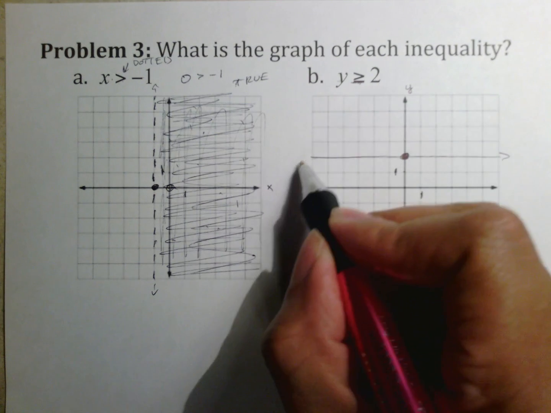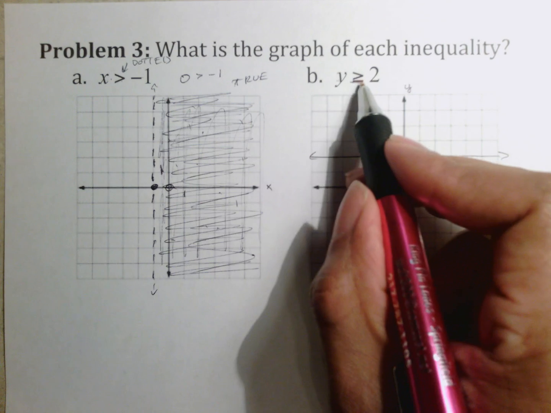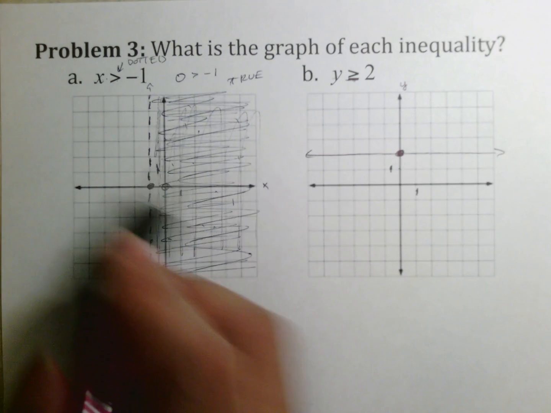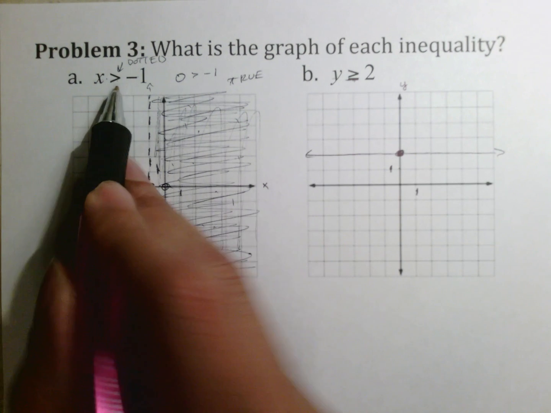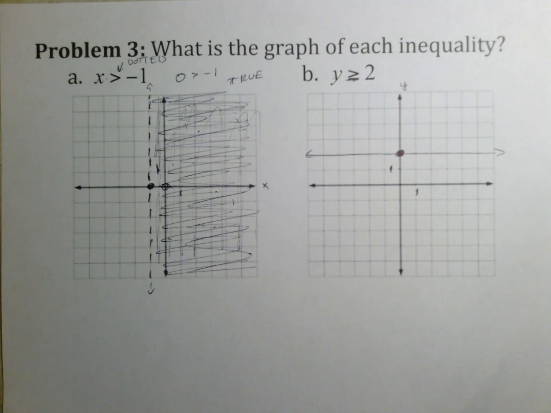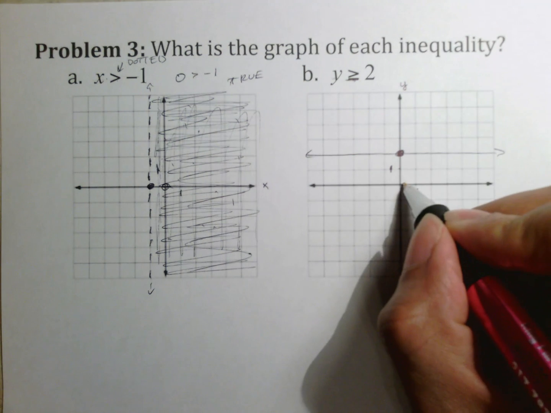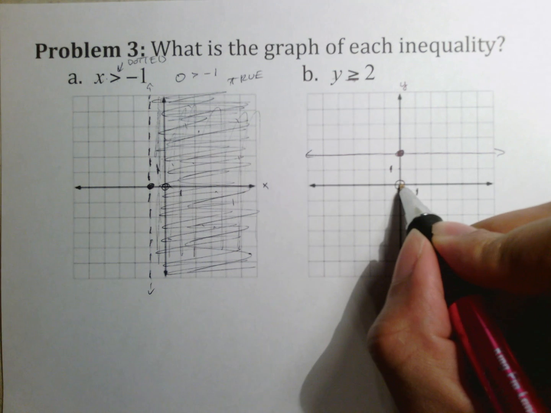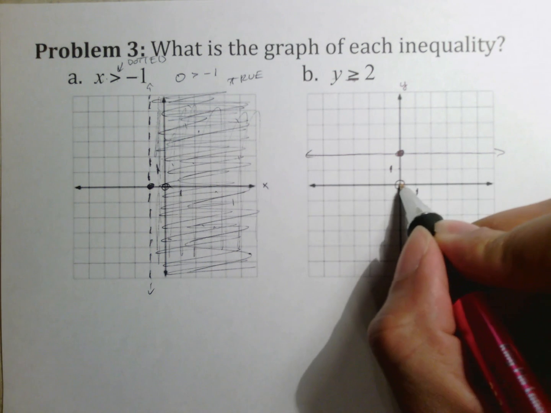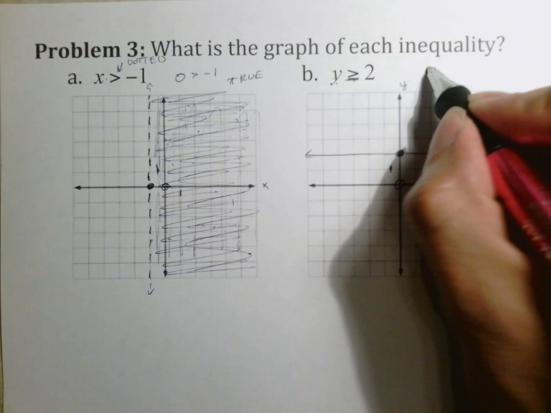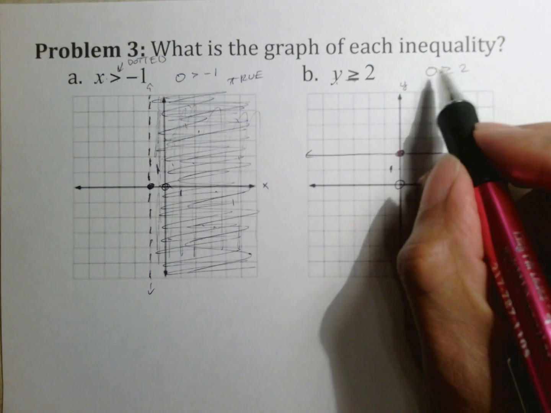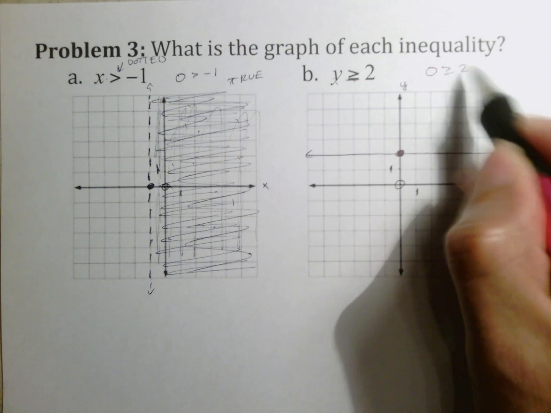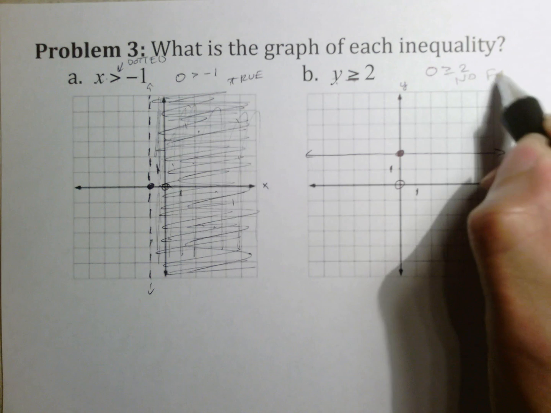The way I remember it is if there's a line underneath the symbol, then I use a regular line. If there's not a line underneath the symbol, then I use a dashed line. That's just something I use to think about it, but whatever works for you will work for you. Let's again test 0, 0 because it's available. So x is 0, y is 0. The only thing we have here is y. Let's plug in 0 and see if this is true. Is 0 bigger than or equal to 2? No, and so that's false.